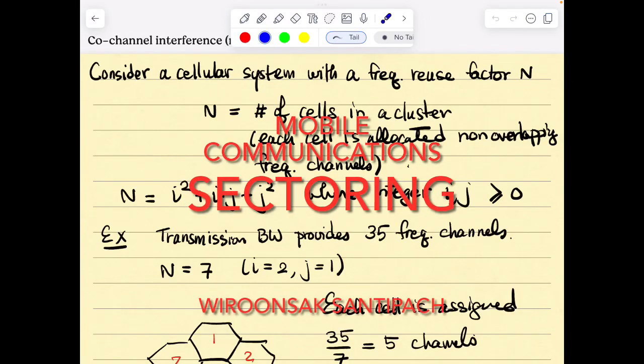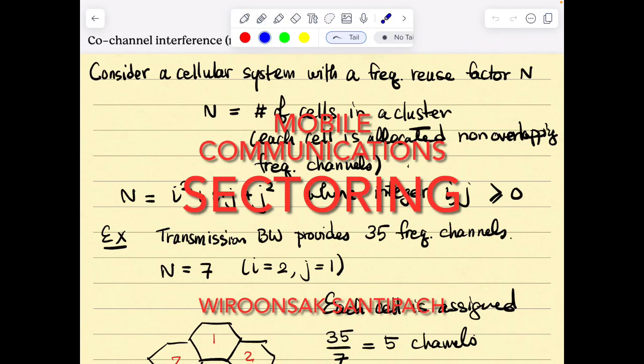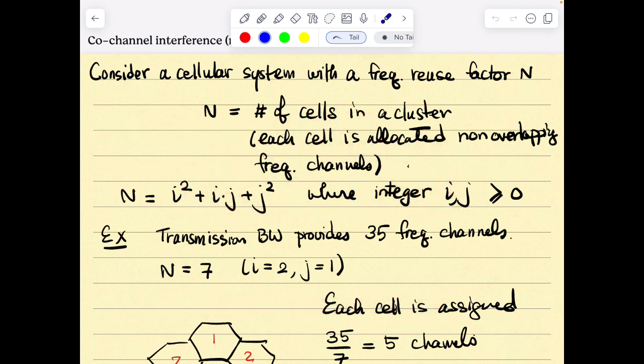So in this clip, we will study a technique in cellular networks called sectoring. Sectoring can be a way to reduce the number of co-channel cells, which is usually 6, into something lower by employing directional antennas at the base stations. However, there's a downside to sectoring: it reduces the trunking efficiency. So let's first review co-channel interference.